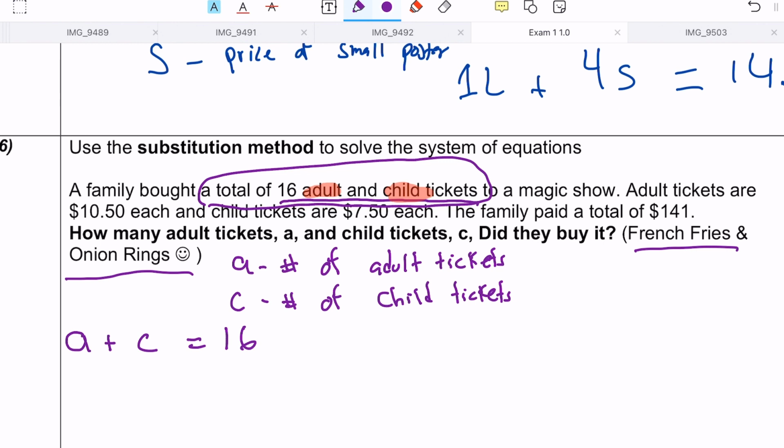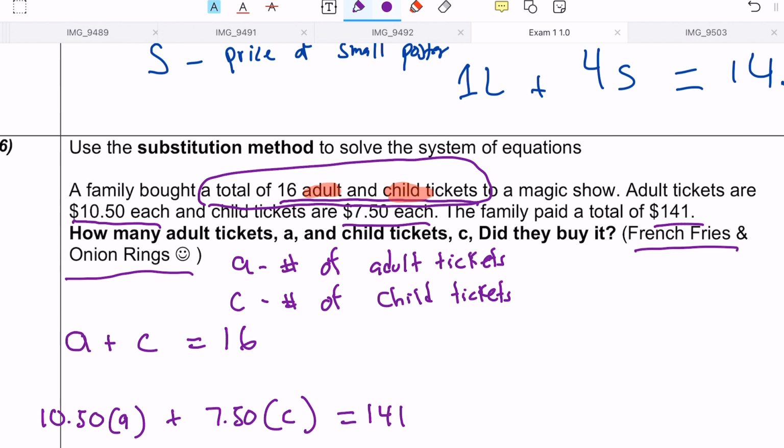And then they tell us the adult tickets are $10.50 each. The child tickets are $7.50 each. And they paid a total of $141. So that gives me my second equation. So I'm going to say $10.50 times the adult tickets plus $7.50 times the child tickets equals 141.